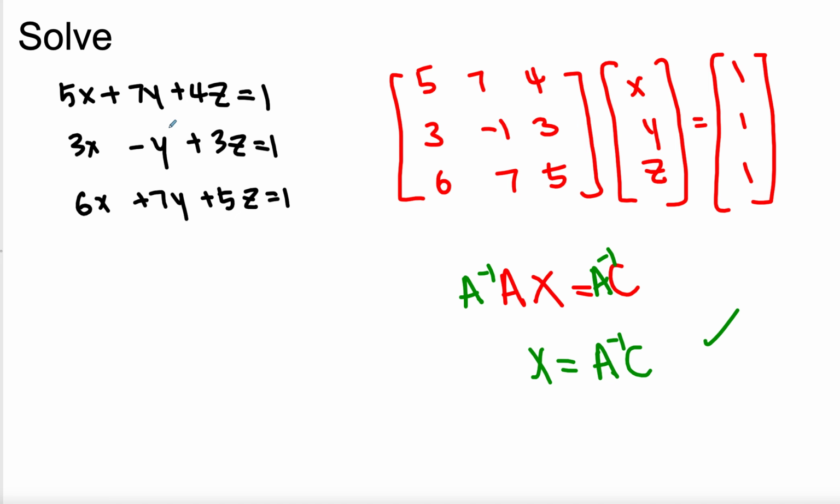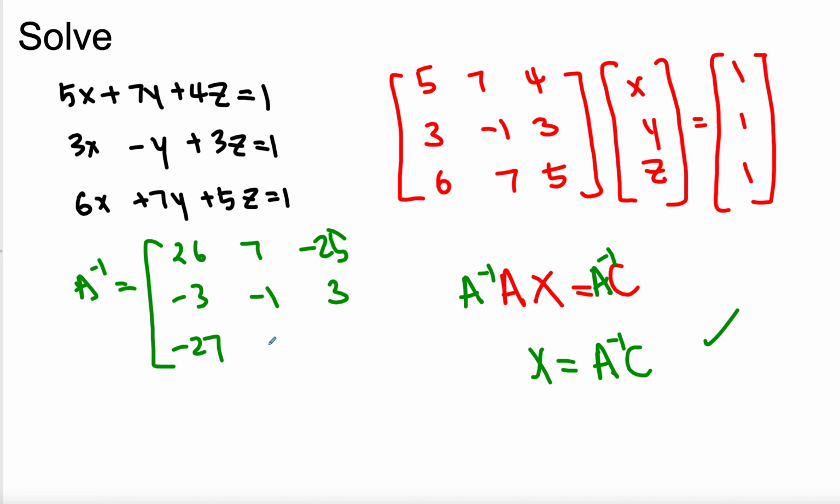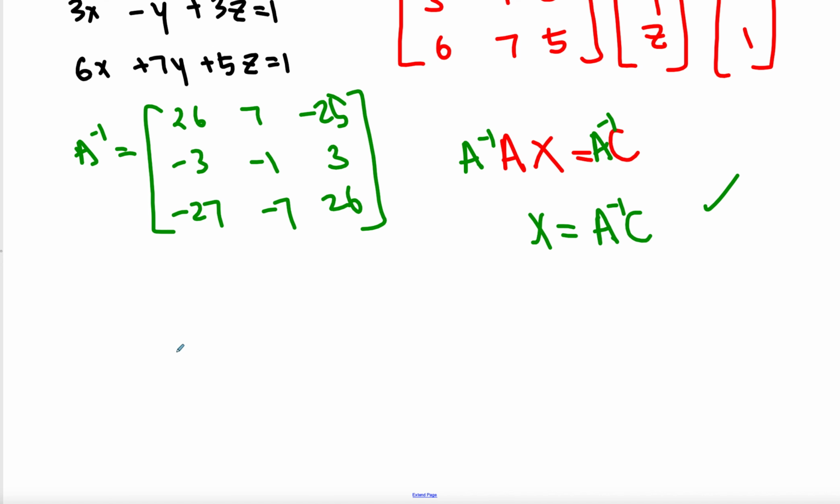Then you will realize that A to the -1 is 26, 7, -25, -3, -1, 3, -27, -7, and 26. So then X should be this matrix multiplied by the constant matrix, which is equal to 1, 1, 1. Somehow it happened to be rather simple.